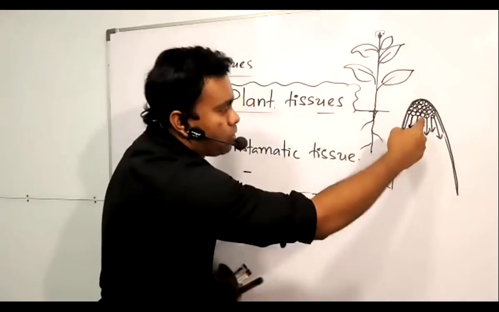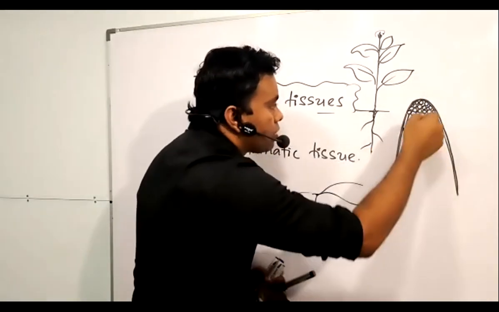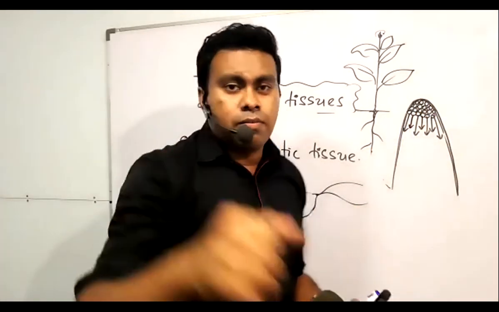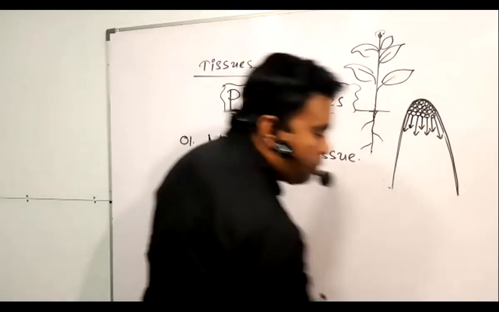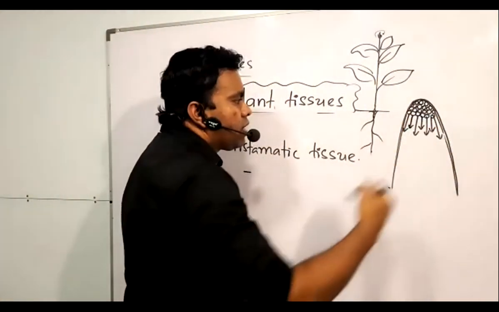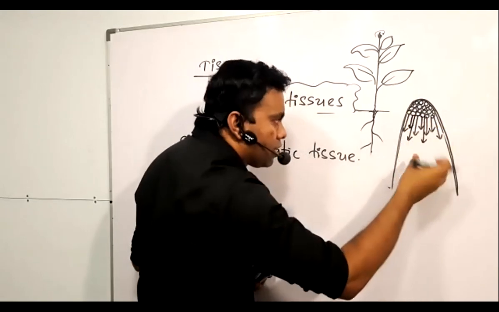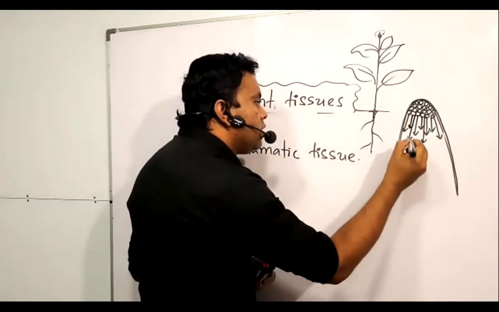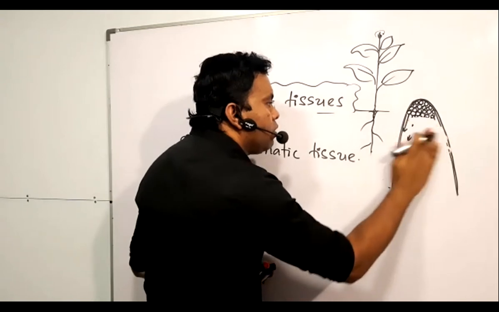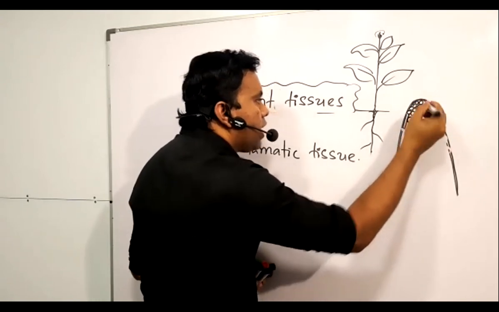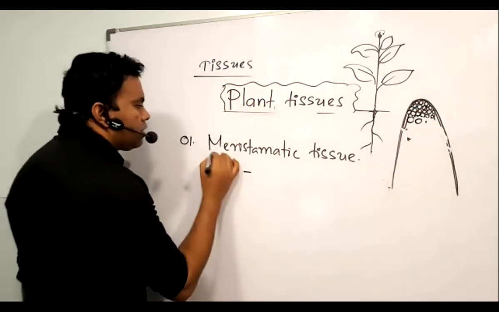But it is not occurring in this meristematic tissue. So they are having a tissue that is continuously dividing to form new cells. Okay, and new cells are formed. So that's meristematic tissue.